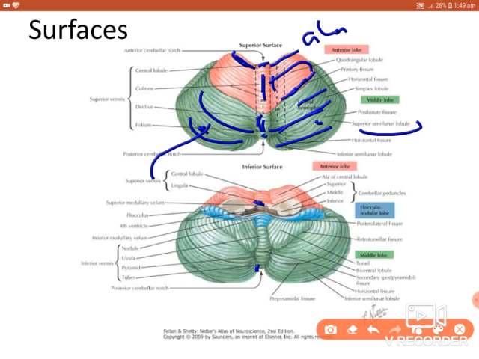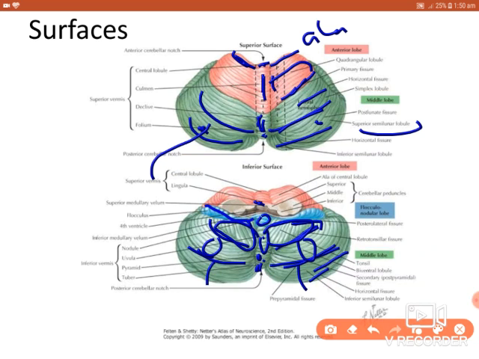Then the tuber's extension forms the inferior semilunar lobule, this area. The pyramid's extension forms the biventral lobule. The uvula's extension forms the tonsil, this area. Then the nodule with the flocculus. These are the subdivisions of the vermis and the cerebellar hemispheres.